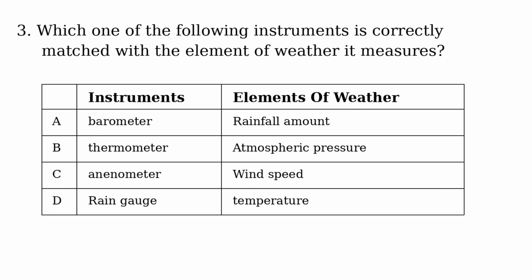Then number 3, we have an anemometer, wind speed. That is correct. An anemometer is used to measure wind. So that is the correct option, option C. But option D, we have a rain gauge. It says temperature. That is not correct because a rain gauge is used to measure rainfall.